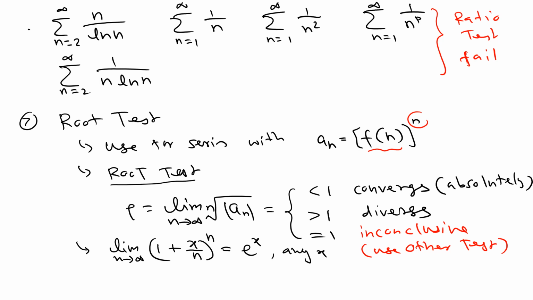So it's simply a x, so it's 1 plus x. X can be positive or negative, it doesn't matter. Whatever the x value, you get e to the x. That's one thing. And also some other special limits.